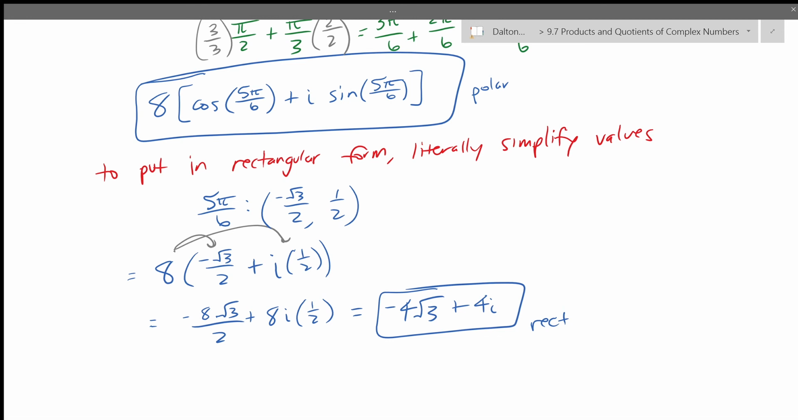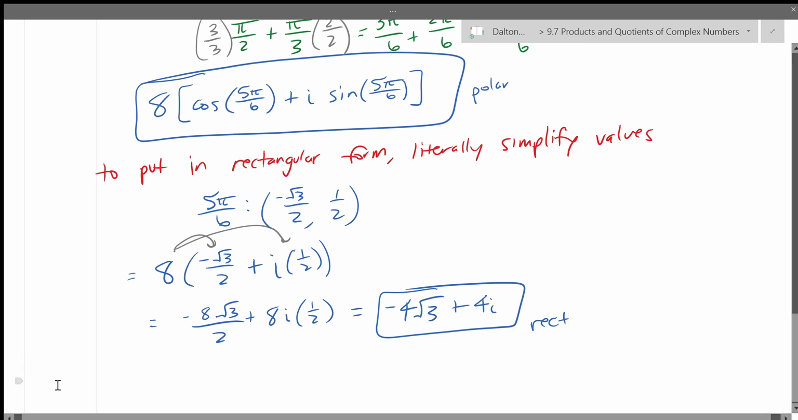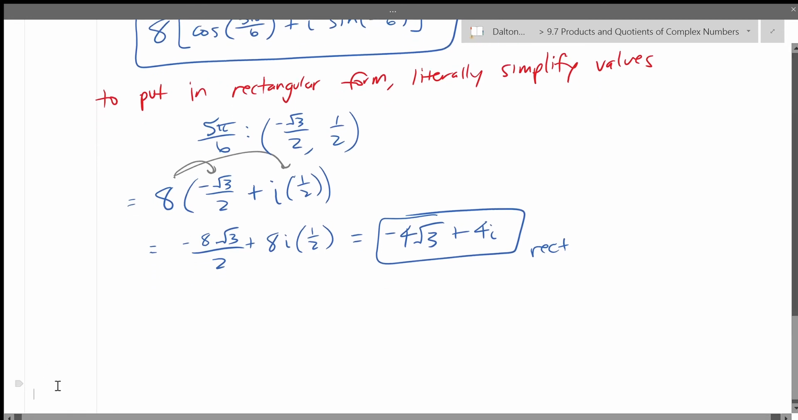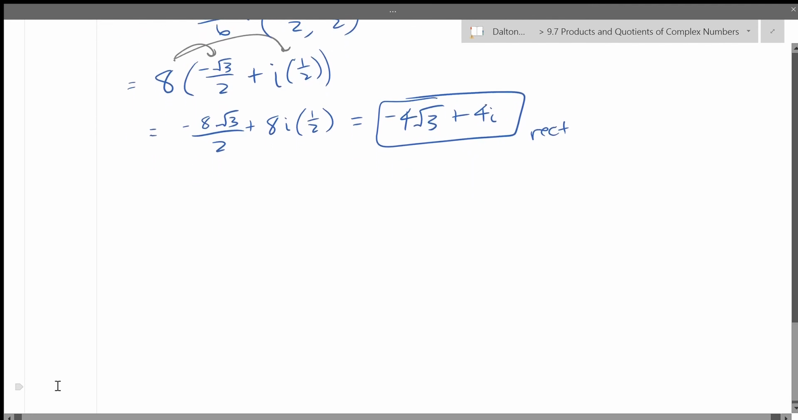And of course, after the product, we took quotients, which is instead of multiplying our polar complex numbers, we will divide them. Now, I'm not going to take you through the derivation for time purposes, so just trust me on this one. It uses similar tactics, though, of the trig identities that we've already learned.